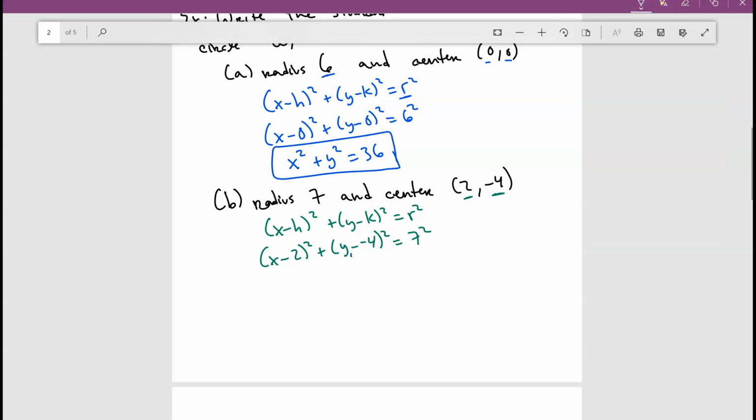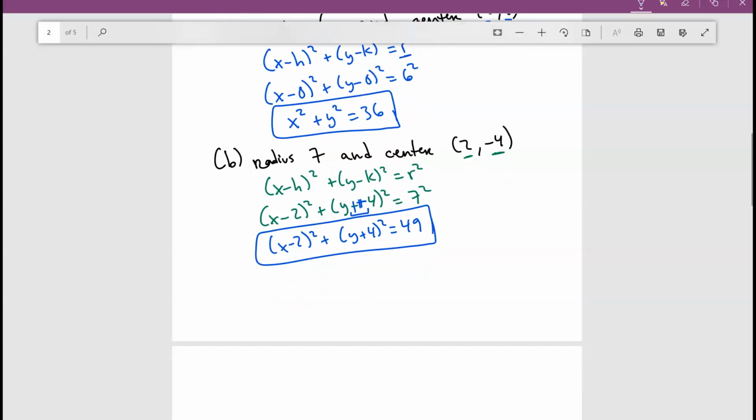Notice here that these negatives are going to be positive because a negative and a negative is going to just give me a positive. So we're going to have (x minus 2) squared plus (y plus 4) squared equals 7 squared, which gives me 49. And that's going to be my final answer.